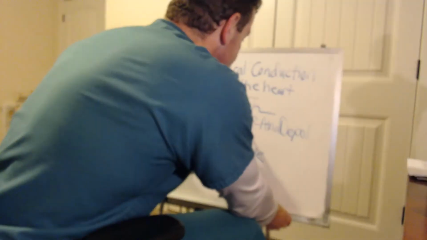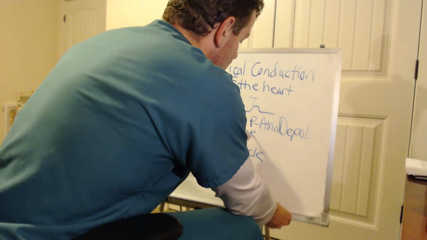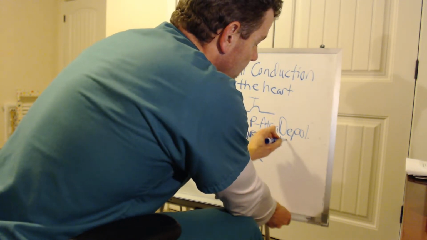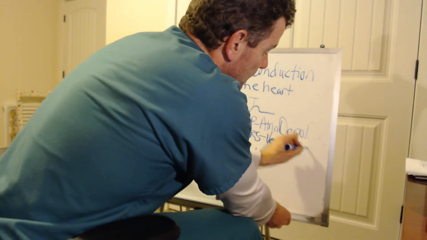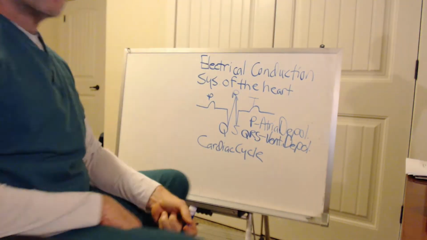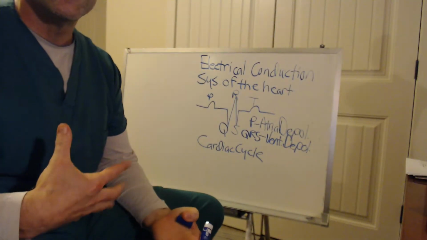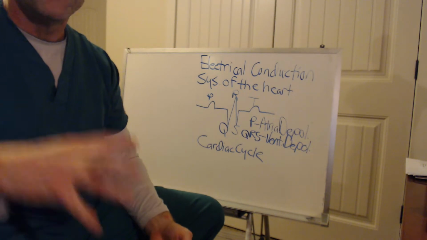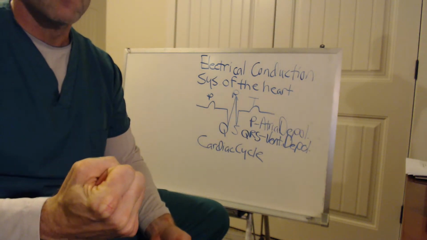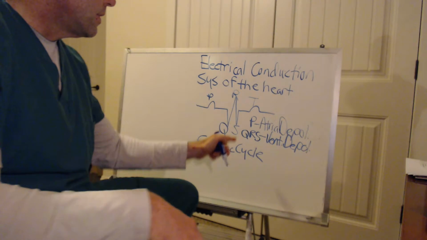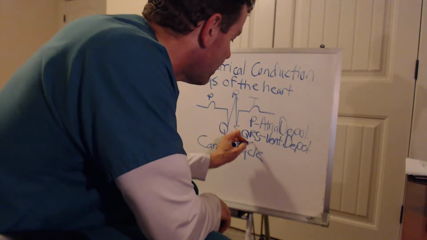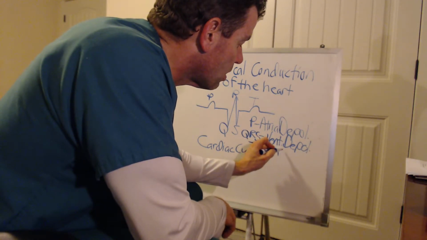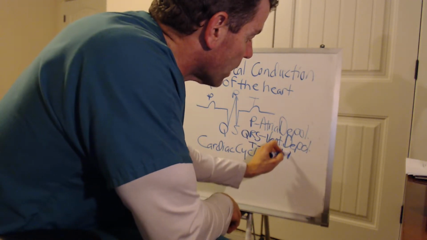The QRS equals ventricular depolarization. So shortly after we see this QRS complex in the cardiac cycle, we would see the ventricles contract. Finally, we see the T wave. The T wave equals the ventricles repolarizing.